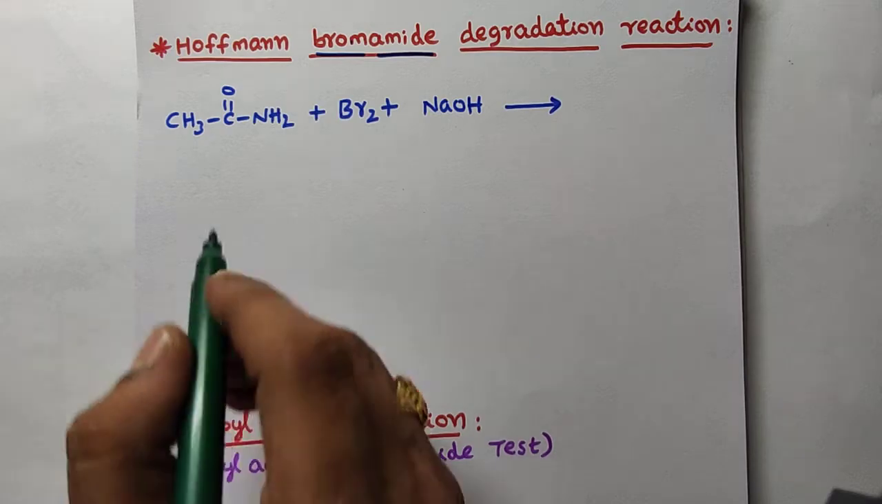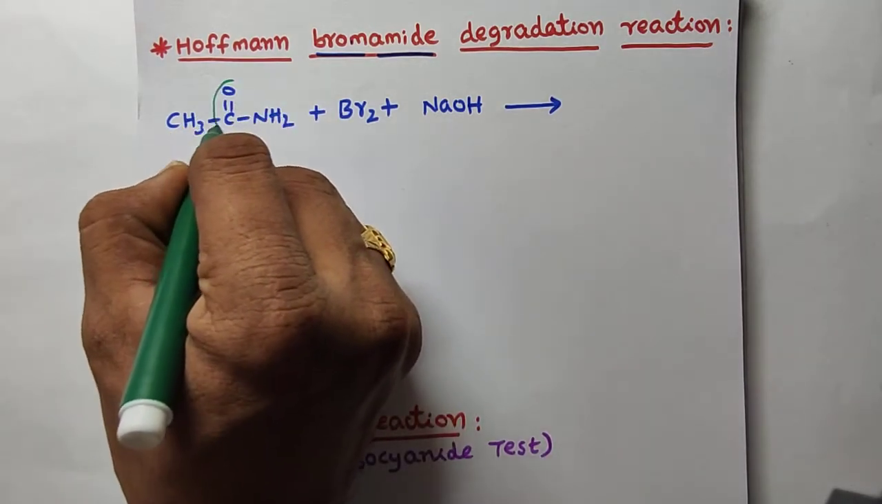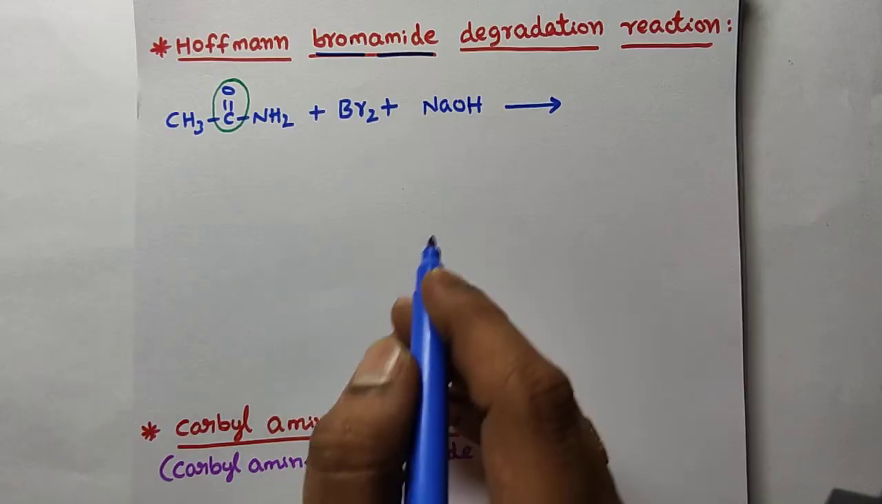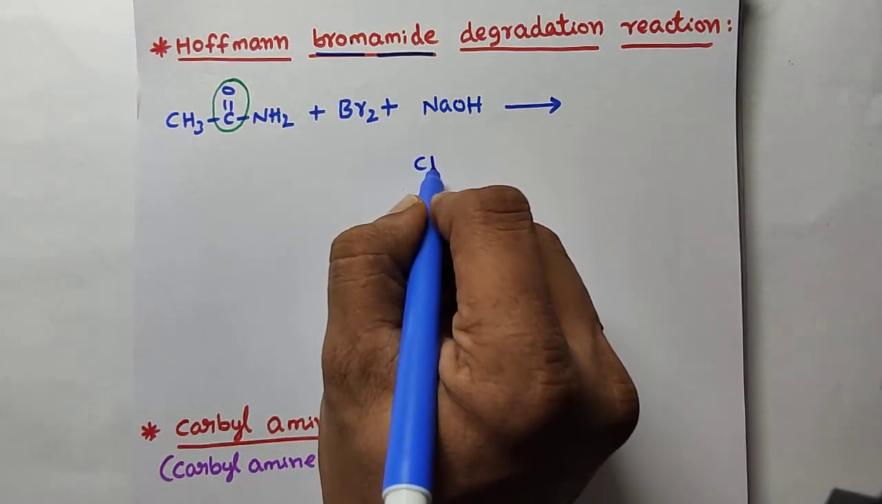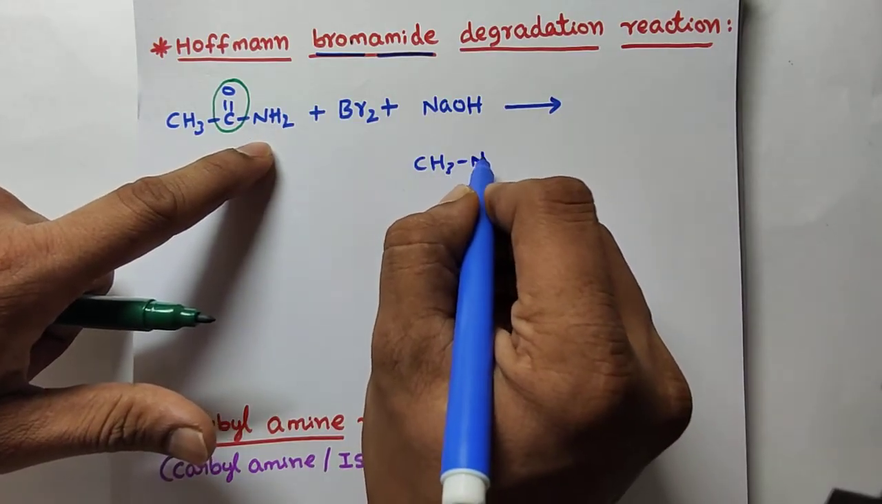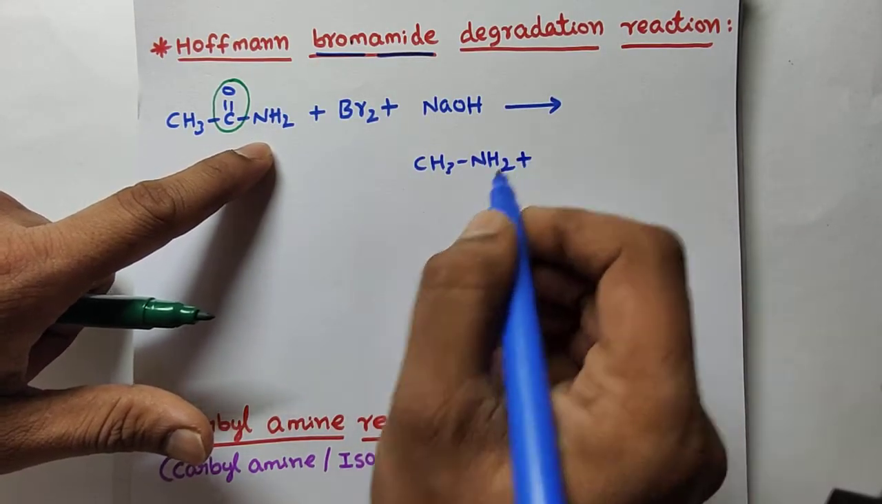Easily we can write the product. Look at this. First you remove this CO part. If you remove this CO, what is the remaining? CH3. Next, NH2 is there. So CH3 plus NH2.